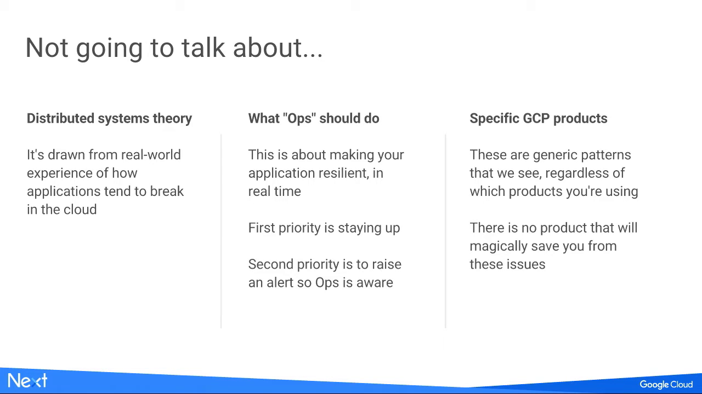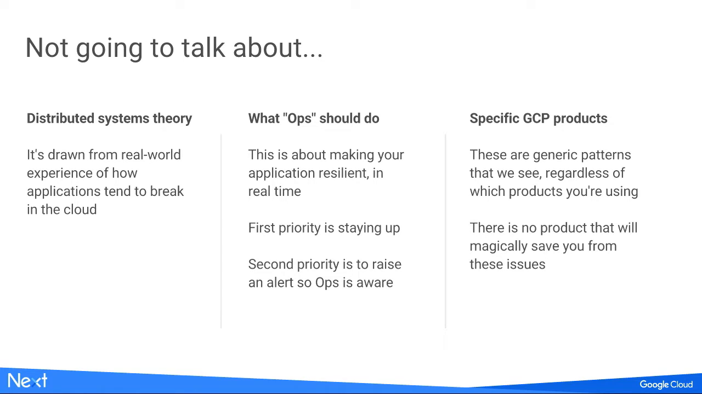So the first priority is keep serving traffic all the time. And then raise an alert so someone can come and remediate the situation later, but do some graceful degradation. Also, these things are not tied to GCP products. This is broadly applicable on-prem or on another public cloud. Also, these are just generic patterns that we see, and there's no reliability product.